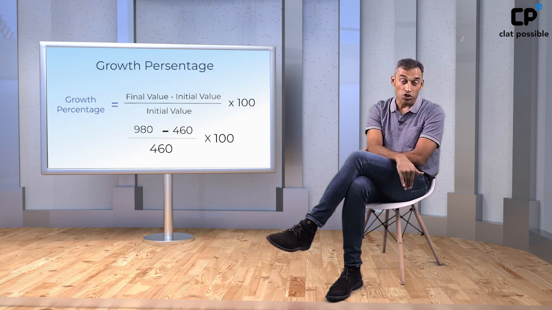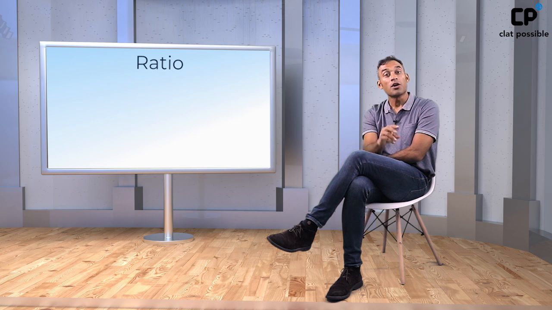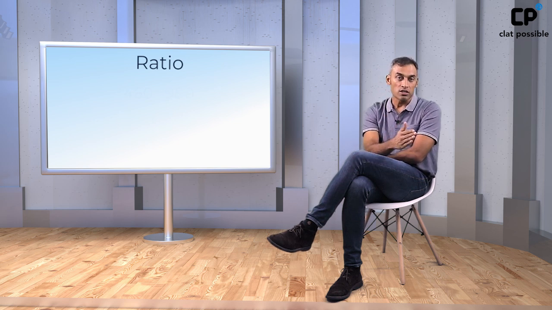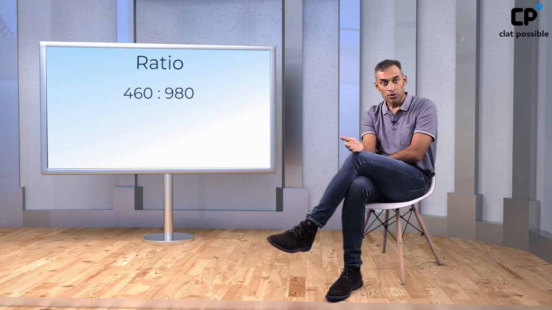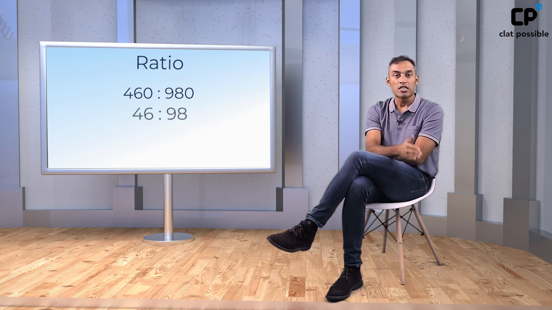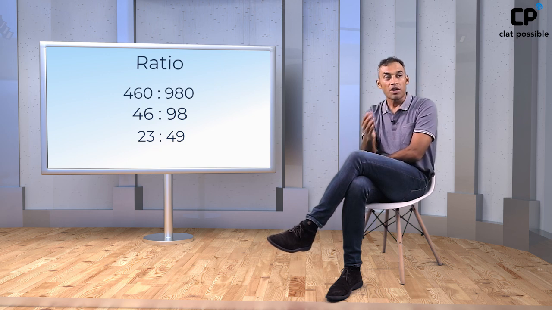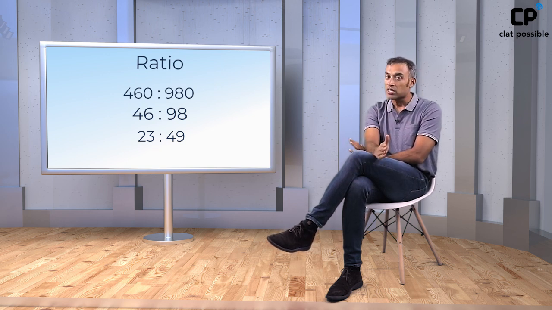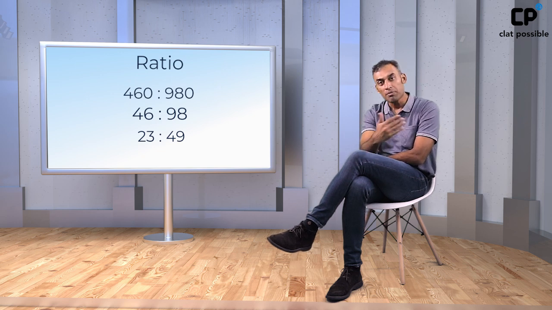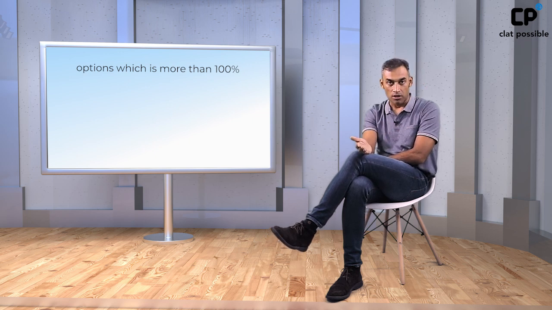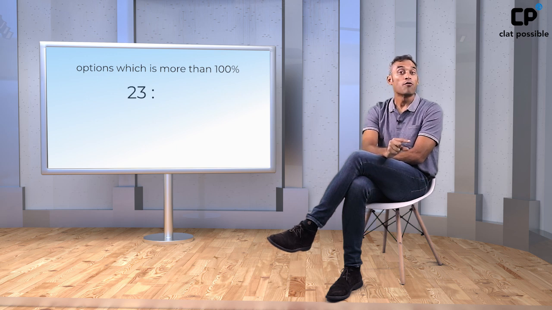The second way of doing the question is, I convert this into a ratio, right? So 460 has become 980, which is 46 has become 98, which means 23 has become 49. So what is my overall growth percentage? Now before I start calculating this, you can still look at elimination of options. What I mean by elimination of options is, I will only consider options which are slightly more than 100%, right? Why? Because we see here that 23 has become 49.